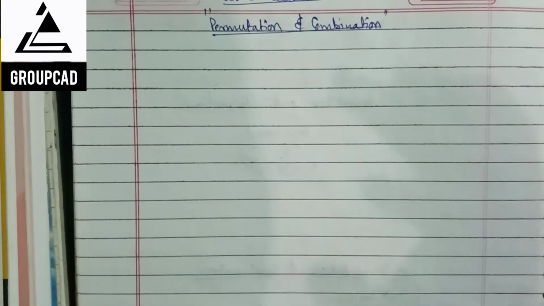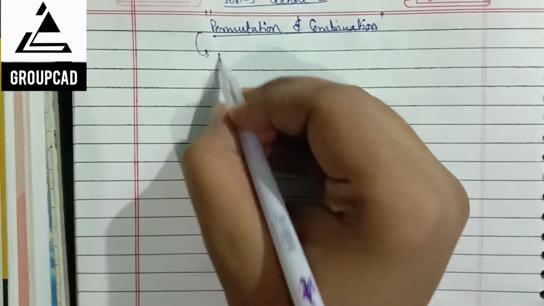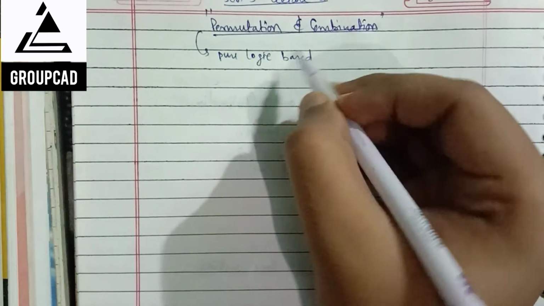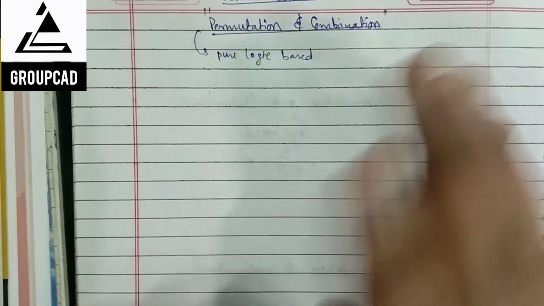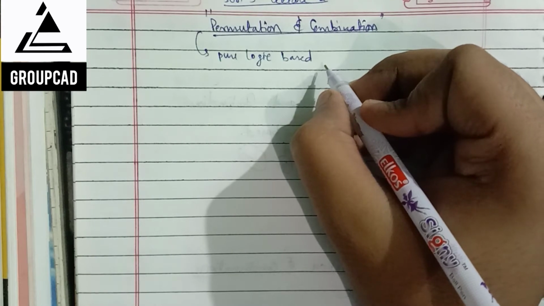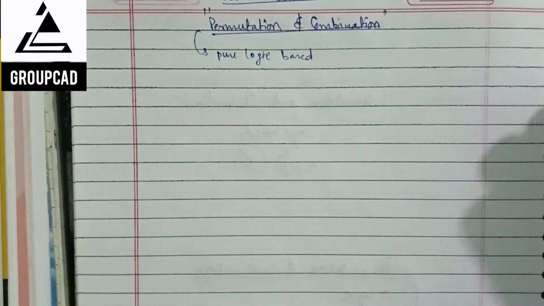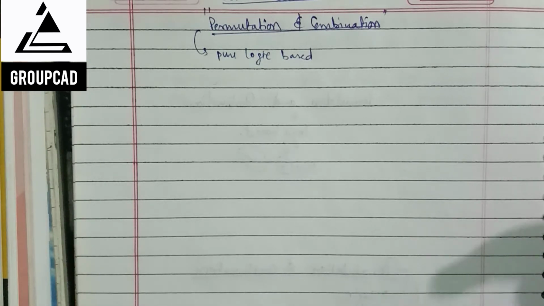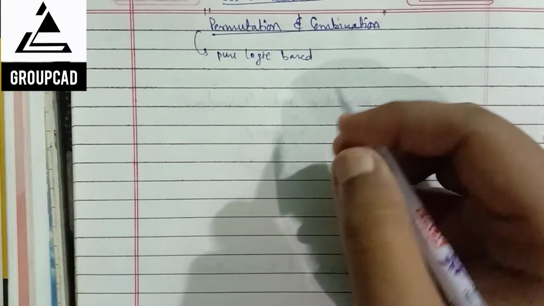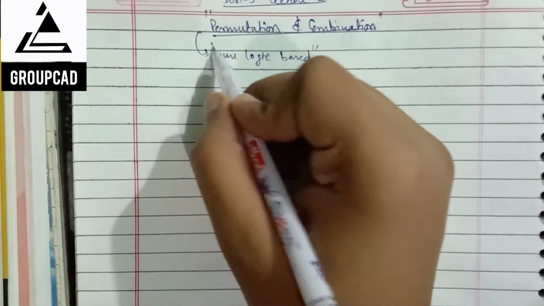And firstly I want to tell you that it is a pure logic based chapter. You will find the reason behind everything in this chapter. You have to understand this chapter from the scratch, why is this happening and what's the reason behind it, why we are multiplying, why we are adding. All these types of questions make you perfect in this chapter. That is why we call it the pure logic based chapter.